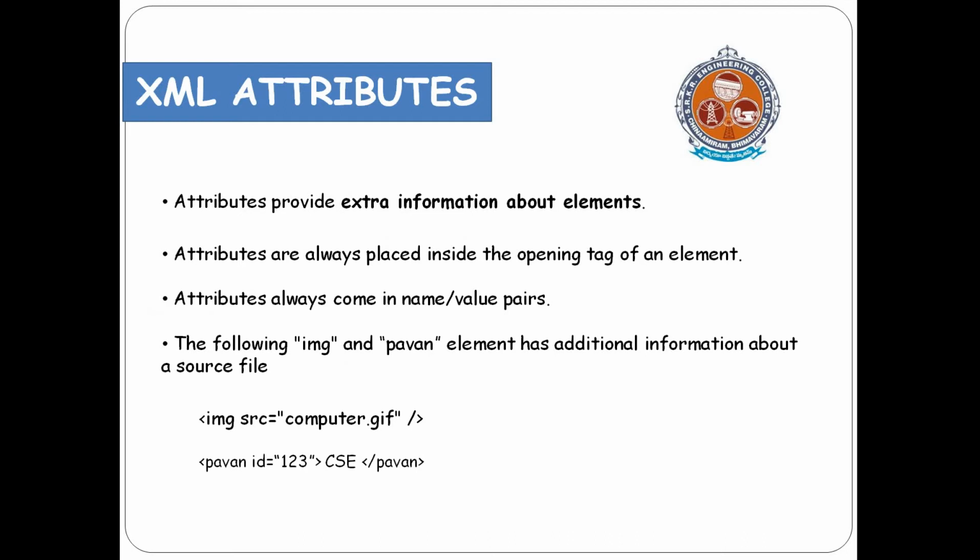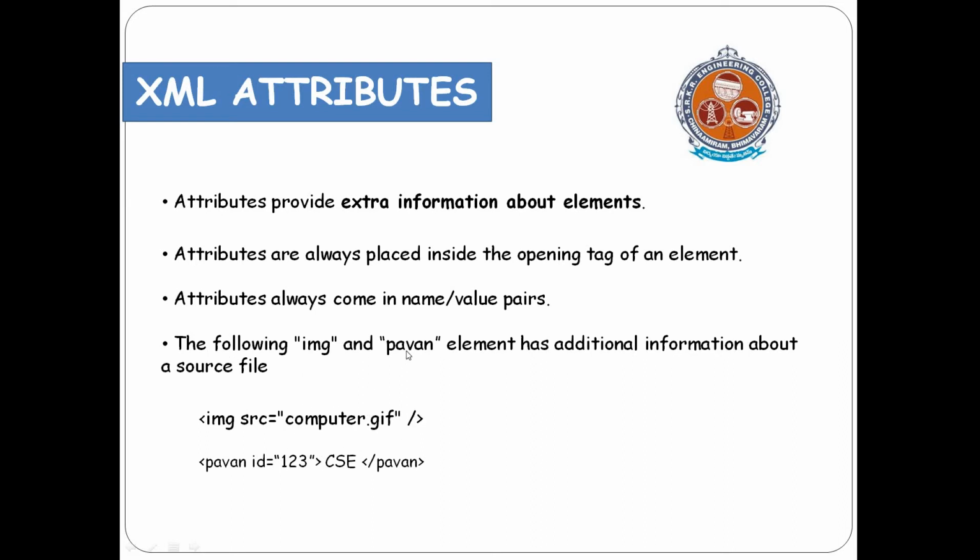So coming to the attributes, attributes are nothing but a property given to the element. Attributes provide extra information about elements. Attributes are always placed inside the opening tag of an element. We already saw this in HTML. See here, this is the tag, and inside the tag we write an attribute. Attributes always come in name and value pairs. An attribute contains some property with a name, then we give equal to, and it contains some value. The value must be contained in double quotes.